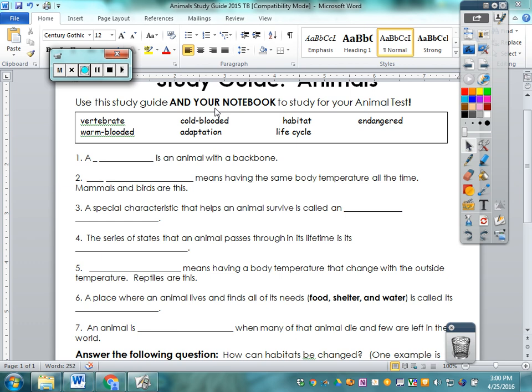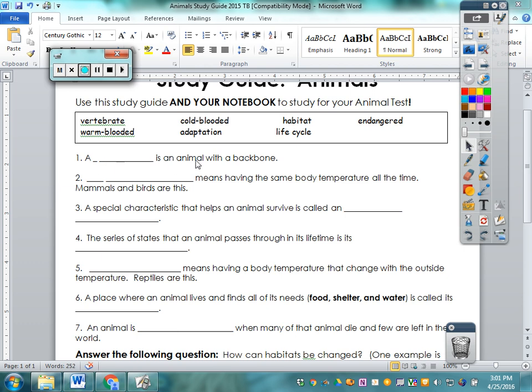You have lots of things to keep up and study, and your science book also has some great information in it as well. So in the first unit, we're going to start with these words. We have the word vertebrate, warm-blooded, cold-blooded, adaptation, habitat, life cycle, and endangered. So we're going to start here, and we're going to just fill in the blanks.